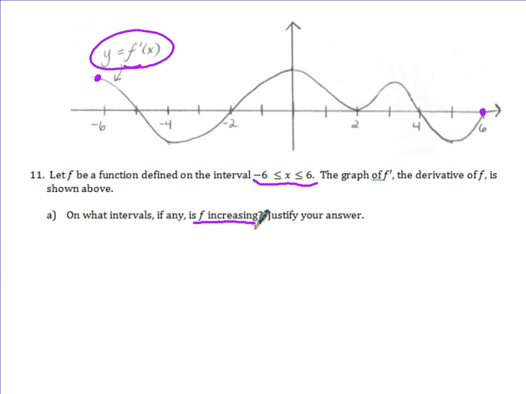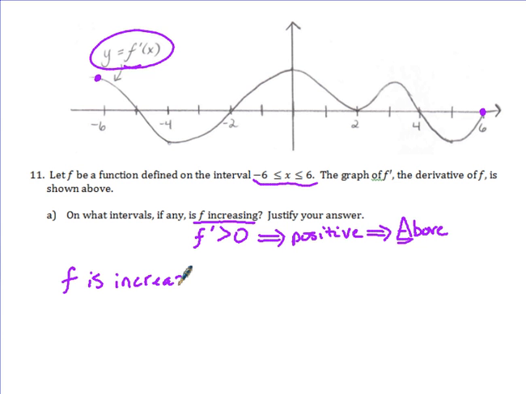Well, if I look at my table, if f is increasing, that means f prime is greater than 0. In other words, f prime is positive, which also means that it's above the x-axis. If f prime is positive and we're looking at f prime, then it needs to be above the x-axis. So here's how we're going to answer this question. We're going to start out our answer with what the question is asking.